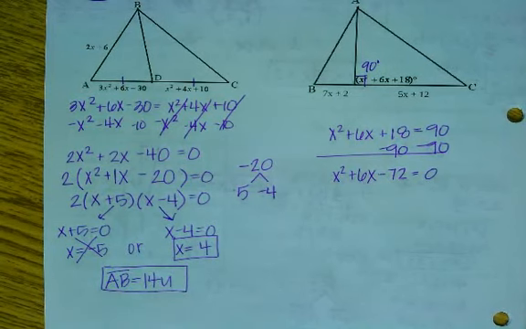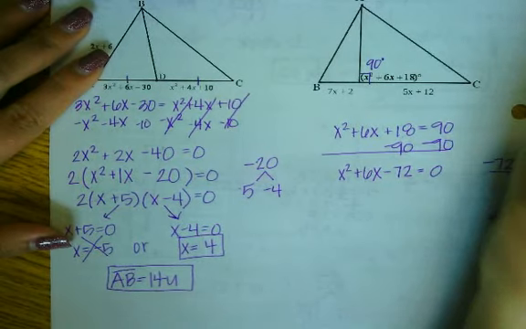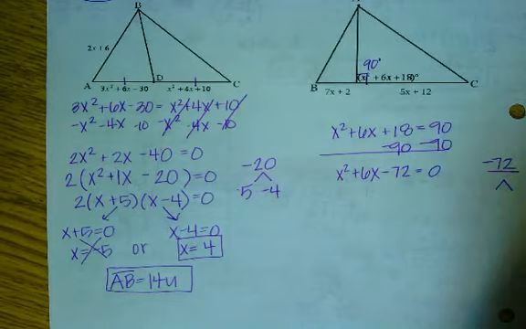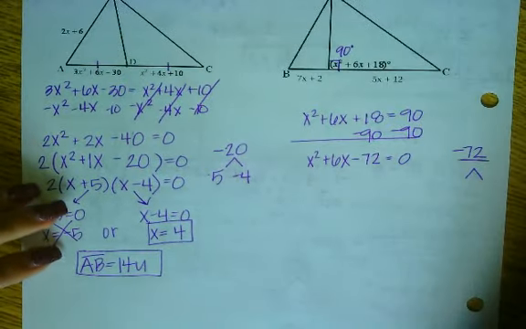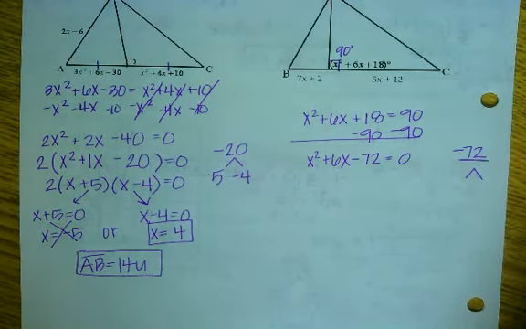Six and 12, which one's negative? 6. Very good. So 12 and a negative 6 are going to give you negative 72, but when you add, they'll give you that positive 6. So I'm going to have x plus 12, x minus 6 equals 0.